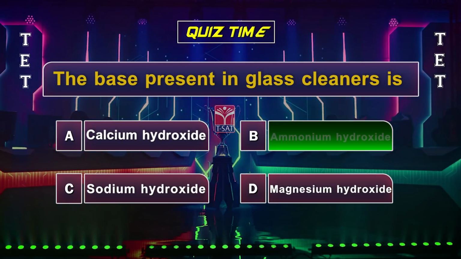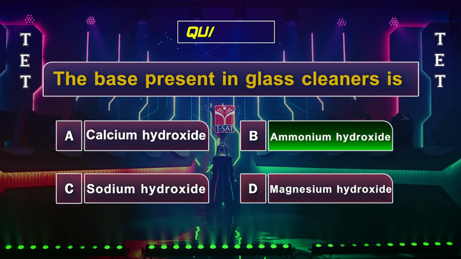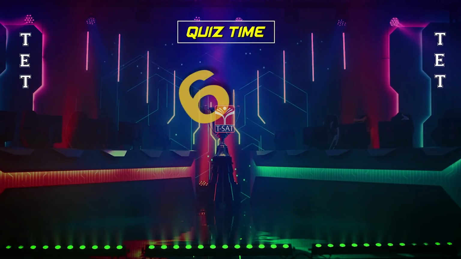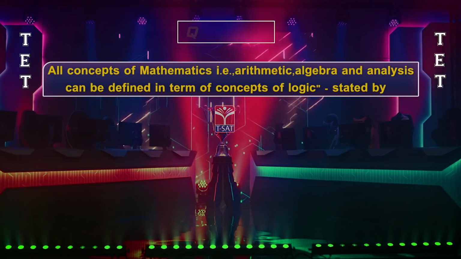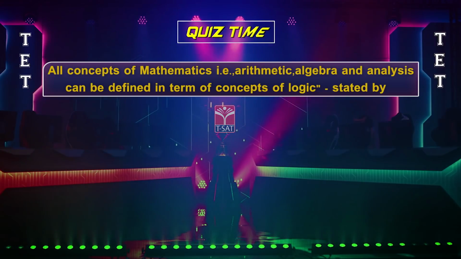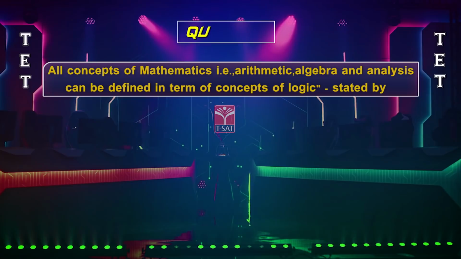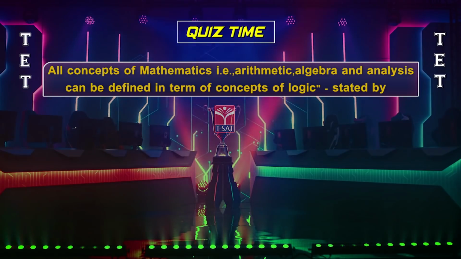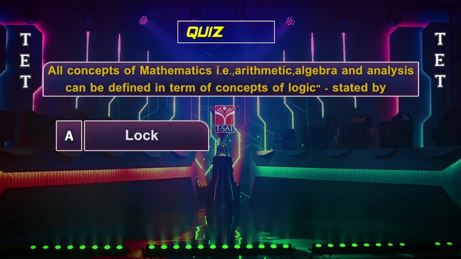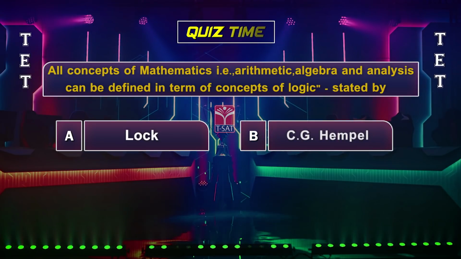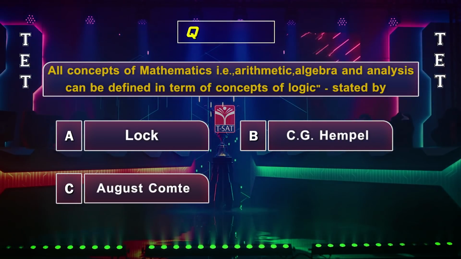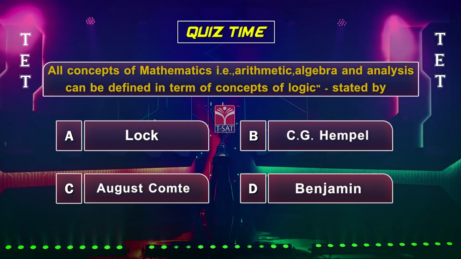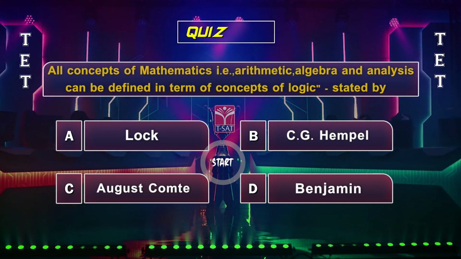The correct answer is option B, ammonium hydroxide. Sixth question. All concepts of mathematics, that is arithmetic, algebra and analysis, can be defined in terms of concepts of logic stated by option A, Locke. Option B, 𝗧𝗫 Option C, Auguste Comte. Option D, Benjamin. Your time starts now.